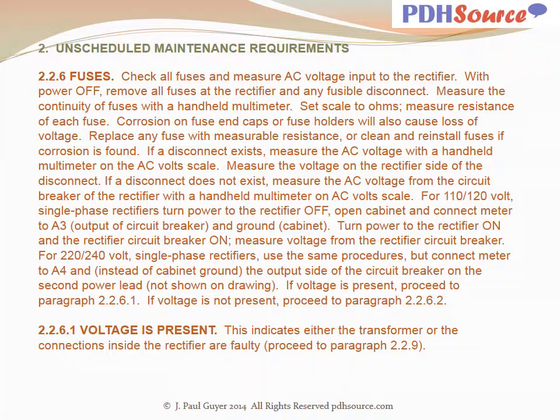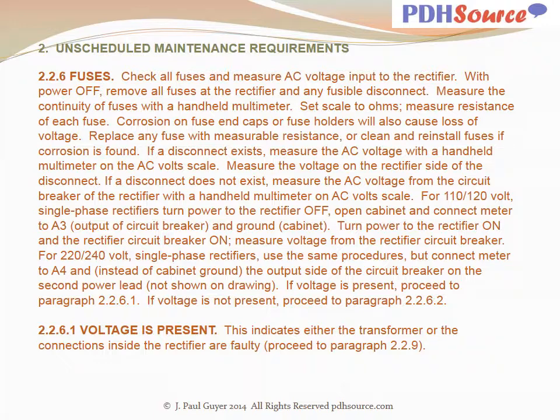Check all fuses and measure AC voltage input to the rectifier. With power off, remove all fuses at the rectifier and any fusible disconnect. Measure the continuity of fuses with a handheld multimeter. Set the scale to ohms. Measure the resistance of each fuse. Corrosion on fuse end caps or fuse holders will also cause loss of voltage. Replace any fuse with measurable resistance, or clean and install fuses if corrosion is found.